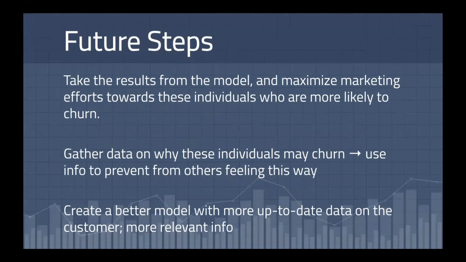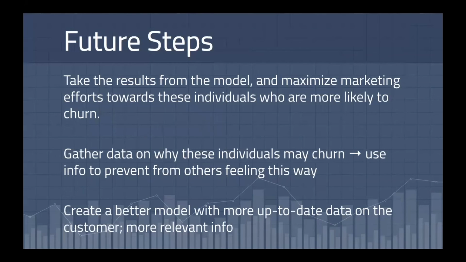So, future steps. The next step the company can initiate is to take the results the model generated and create a marketing plan that will put more effort towards these individuals who are more likely to churn. For example, they can provide incentives to retain the customer. Incentives can range from discounts on the phone bill if you use a certain amount of minutes to providing additional add-ons if they recommend someone to the service.